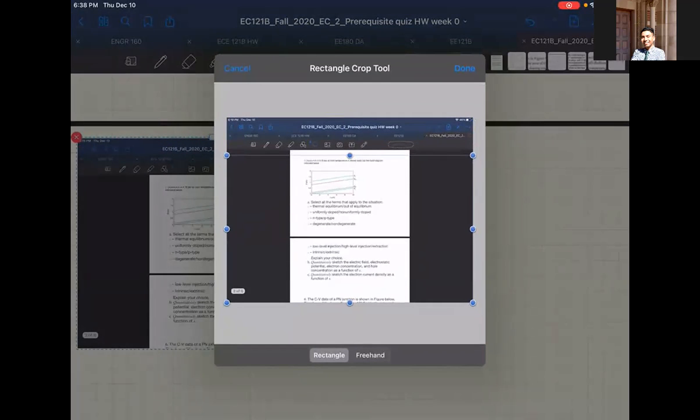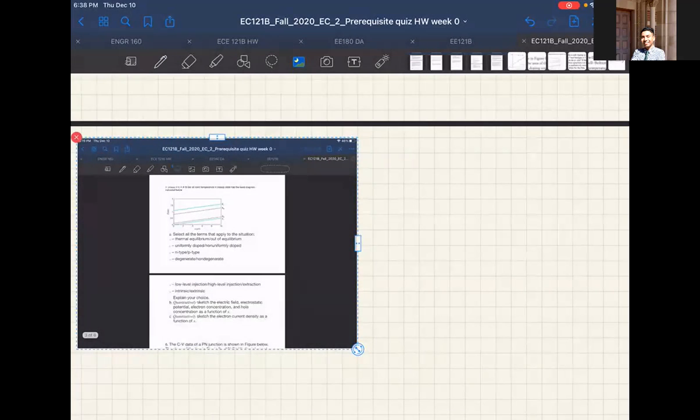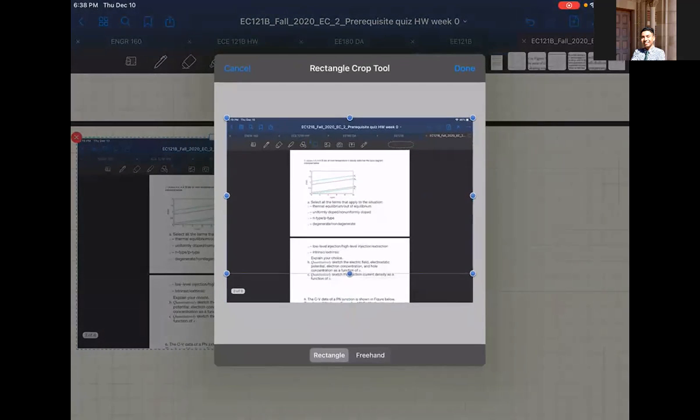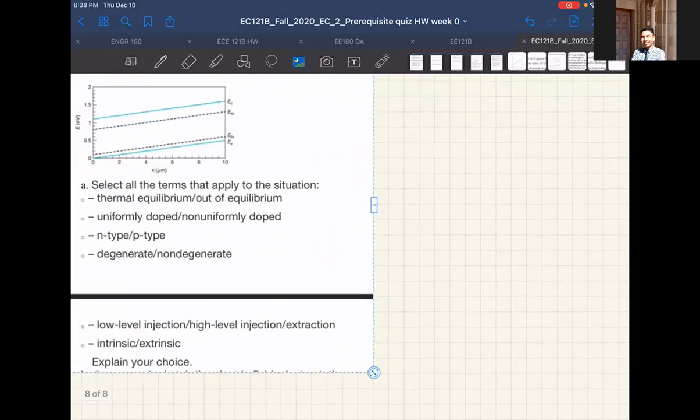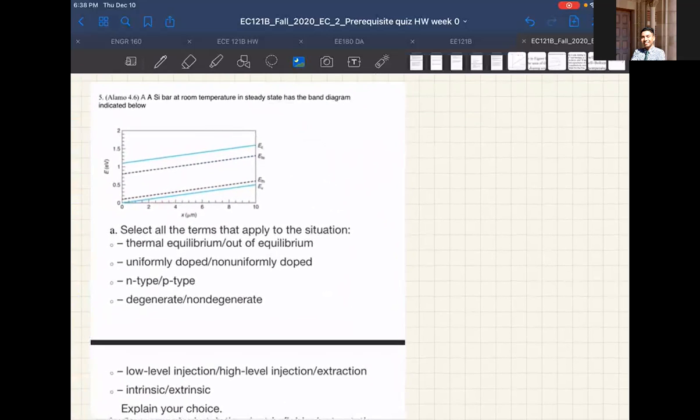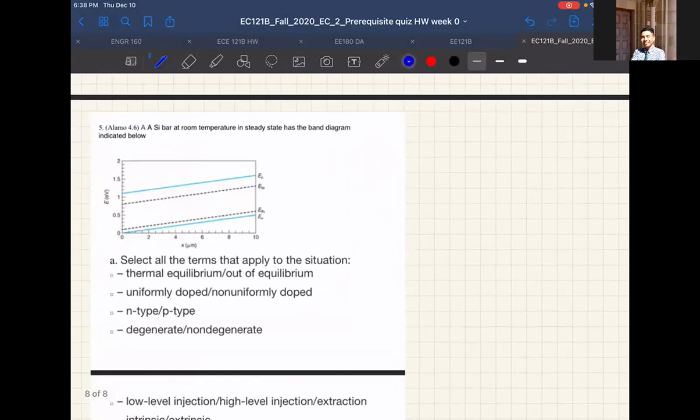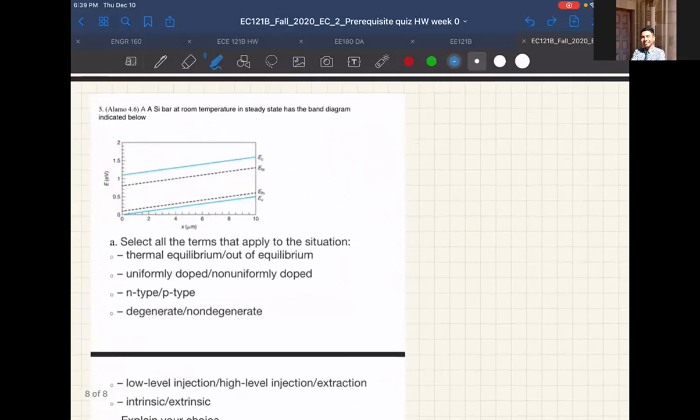Oh my God. I was trying to do this before sharing my screen, but it proved to be a lot harder than I anticipated.